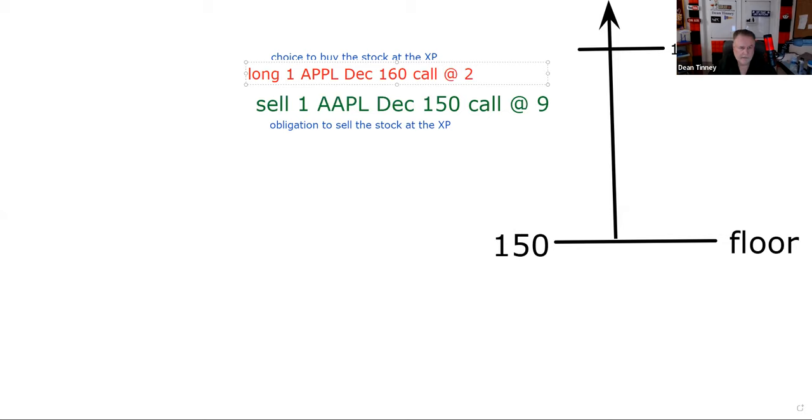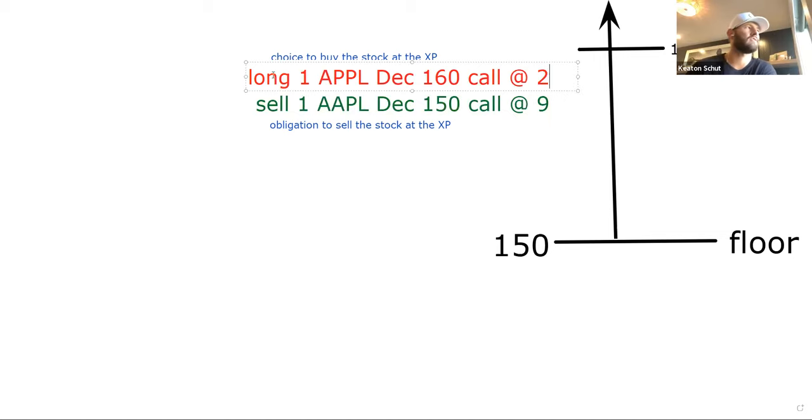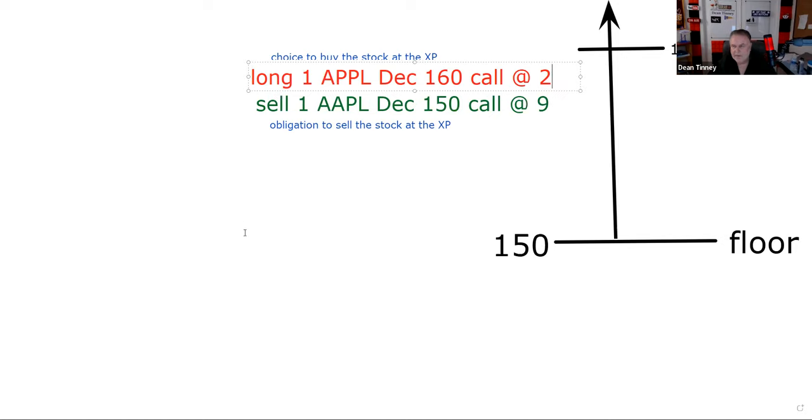Test question number one is, what is the strategy we're looking at now? Is this a straddle, since they're both calls? This is a spread. A spread is when you're long and short the same type of contract. So test question number one is, we have to be able to identify the strategy. The strategy here is a spread.